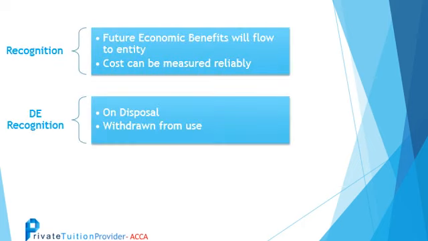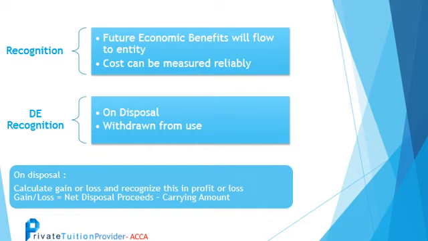Let's talk about the recognition and derecognition criteria. We will recognize the investment property when the future economic benefit associated with the property will flow to entity and all the costs incurred for property can be measured properly. We will derecognize the property once the property is disposed of or permanently withdrawn from use. On disposal, we will calculate the gain and loss and recognize it in the profit or loss of the period.